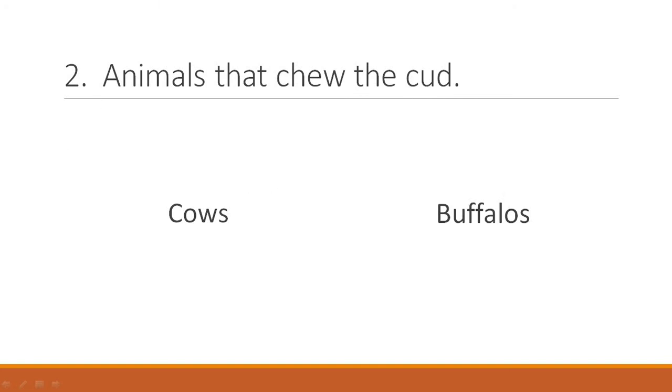Again, cows and buffaloes, correct? So repeat the answer after me. Cows and buffaloes. Repeat a second time. Cows and buffaloes. Correct? So they chew the cud, correct? They first eat the food, keep it in the stomach, again bring it into their mouth and then chew it. So that is called the cud, C-U-D, cud.